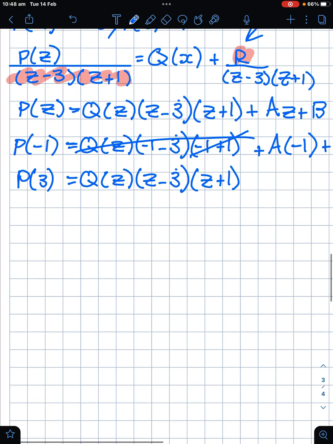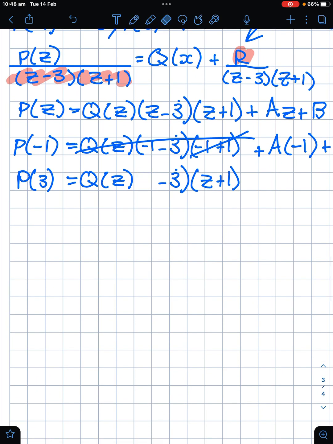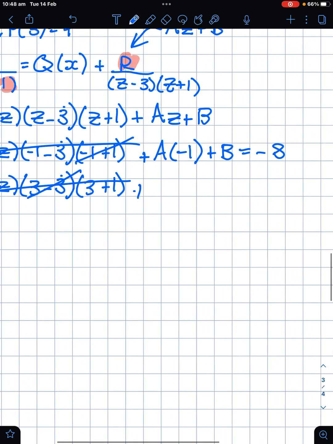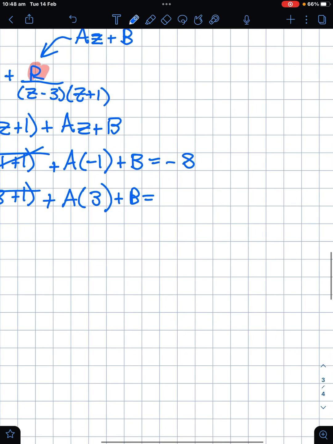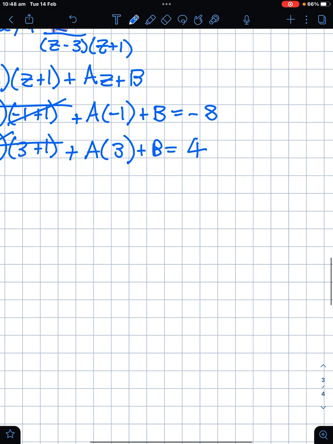Now we've got the same thing here for 3. So I'm going to do this really quickly. This cancels out, which means this whole thing cancels out. And we've got plus a times 3 plus b equals 4. Now we've got two simultaneous equations here. We've got negative a plus b equals negative 8, and we've got 3a plus b equals 4.